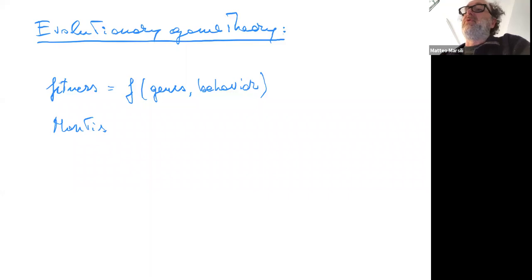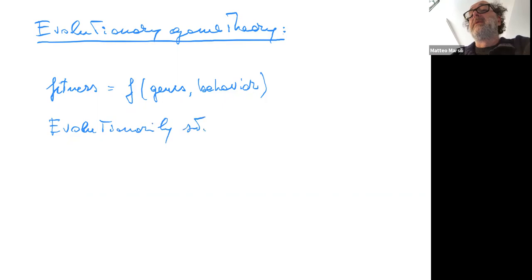So then how do we discuss this in terms of evolutionary game theory? What is the idea of evolutionary game theory? The idea is that of defining in a game what is called an evolutionarily stable strategy, or ESS. Now, what is an evolutionarily stable strategy?